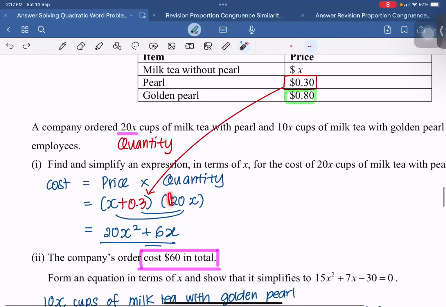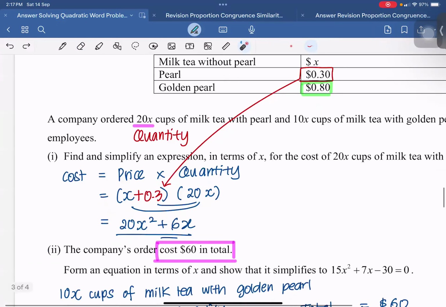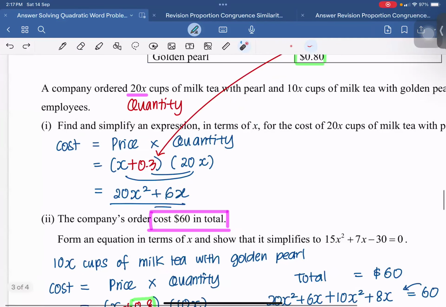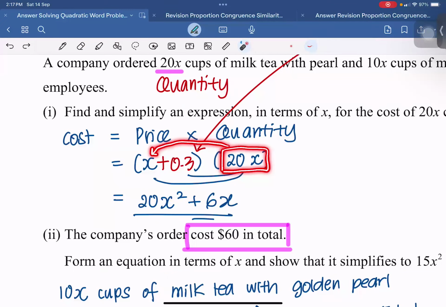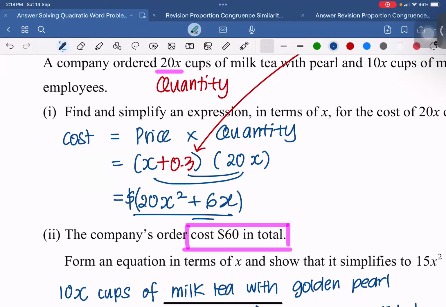Then 20x itself, I can multiply. Okay, I scared some of you cannot see. 20x, I can multiply by x to give me 20x squared. Then 20 times 0.3, use the calculator, 20 times 0.3 is 6. So 6x. So this is the cost for milk tea with pearl, 20x cups. Are you all okay with this portion?